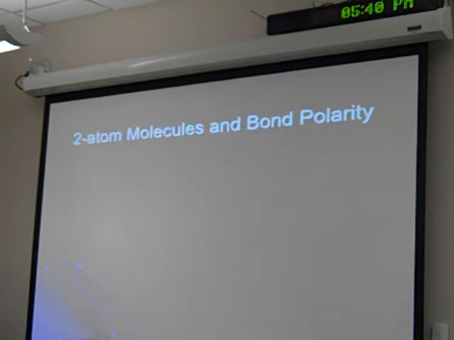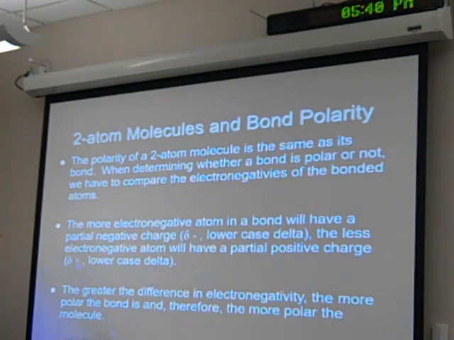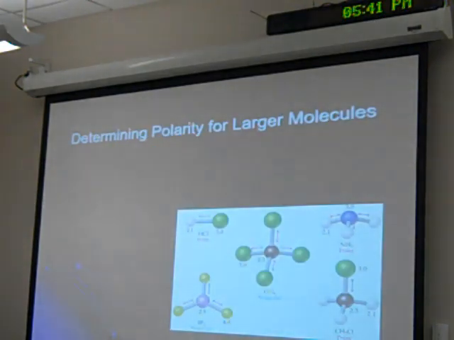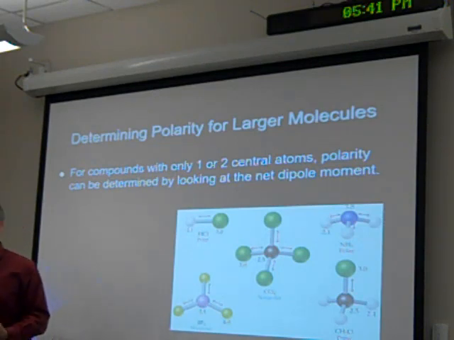But when you're dealing with more than two atoms, I'm going to skip this part real quick. This is basically just emphasizing the fact that if the atoms are different, they're going to have different electronegativities, and therefore they're going to be polar because one's going to pull in the electrons more than the other. But for larger molecules, you actually have to look at what's referred to as the net dipole moment, and a lot of this comes down to symmetry.